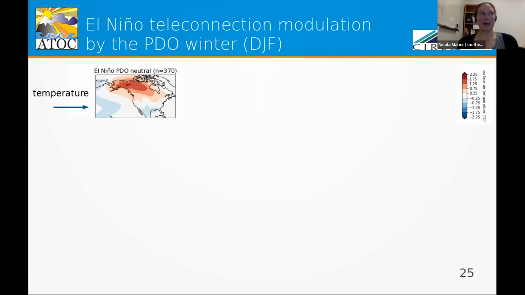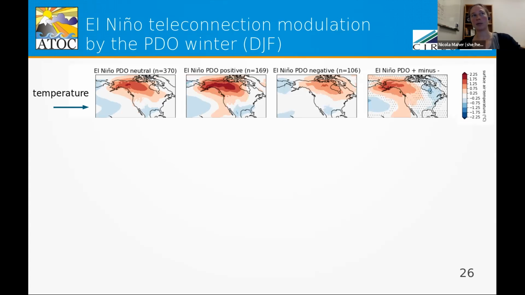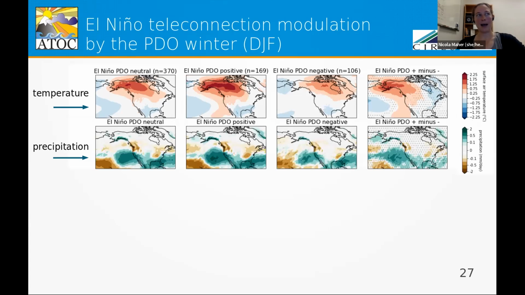Okay. So we can start again by looking at the similar plots that I showed before. And here I show El Nino teleconnections when the PDO is neutral for temperature. I'll note in the titles, I have the number of events that we're compositing. We can then add El Ninos when the PDO is positive, El Ninos when the PDO is negative, and on the far right, the difference between El Ninos in a positive PDO and El Ninos in a negative PDO.